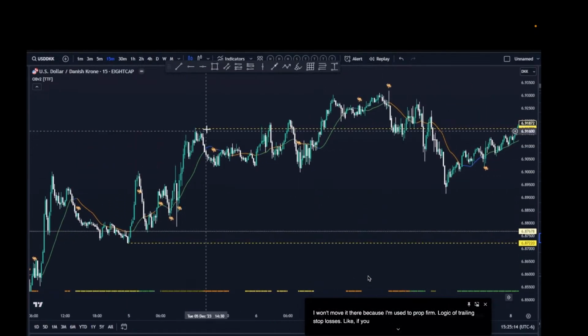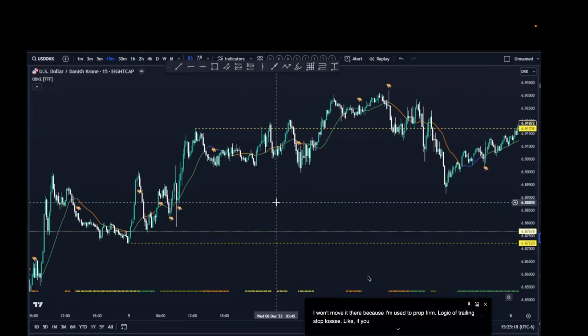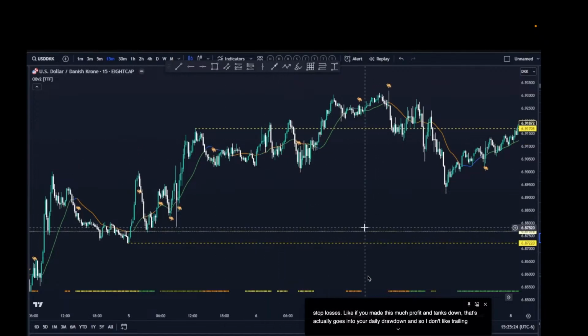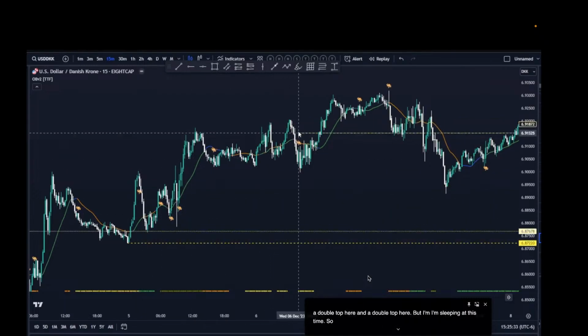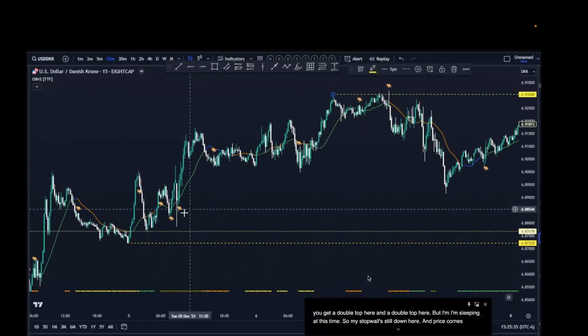Like if you made this much profit and it tanks down, that actually goes into your daily drawdown. And so I don't like trailing more than 4%, because if it reverses, then I'll technically lose the account for a lot of these institutions, unfortunately. But you get a double top here and a double top here, but I'm sleeping at this time, so my stop loss is still down here. And price comes all the way up to this point.